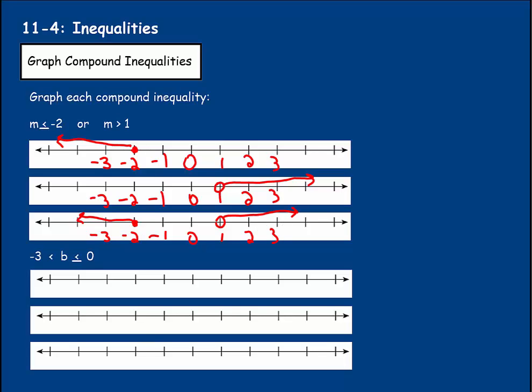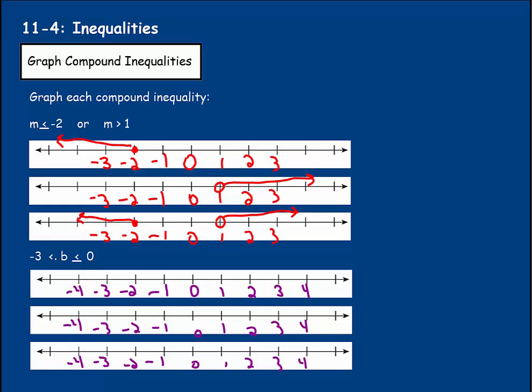Now we can do a compound inequality that has to fit both solutions. Since these are both close to 0, we'll just start at 0 and count by ones. So let's graph these inequalities out.